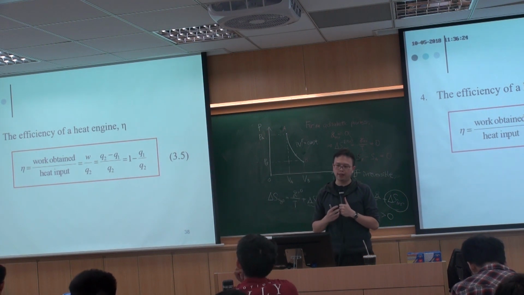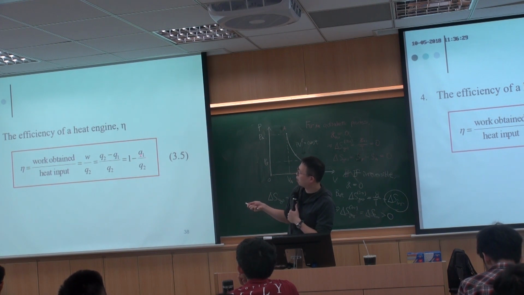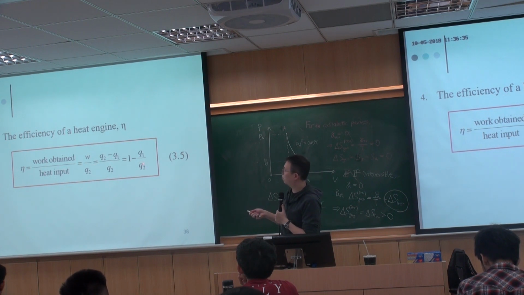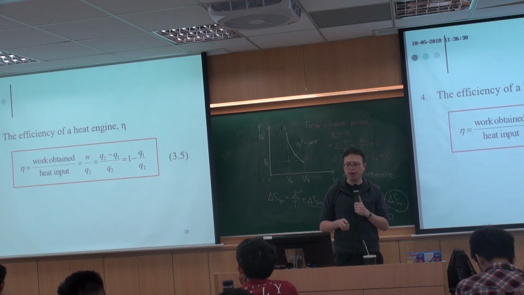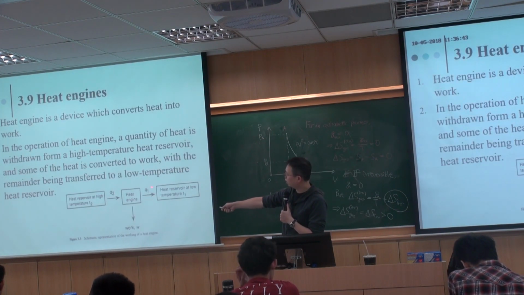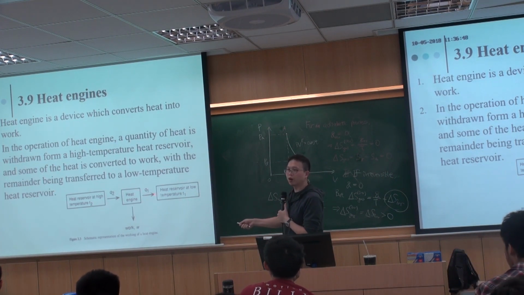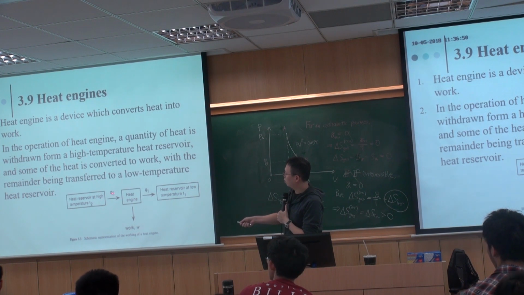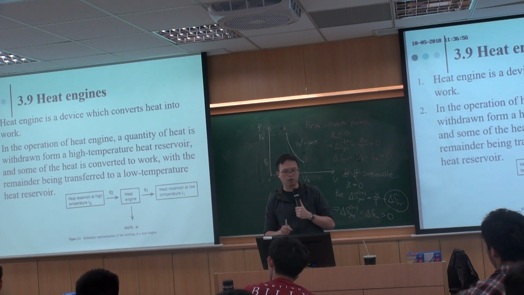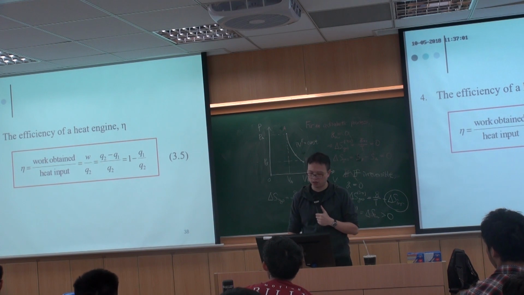So you can imagine that if you can reduce Q1 to, say, 0, and then increase Q2 to infinity, then the efficiency will be close to 1. Right? If you can reduce this part, which is a form of, I would say, waste, and then increase this to be similar to the work, then the efficiency will be close to 1. And that will be the maximum efficiency, which is 100%.